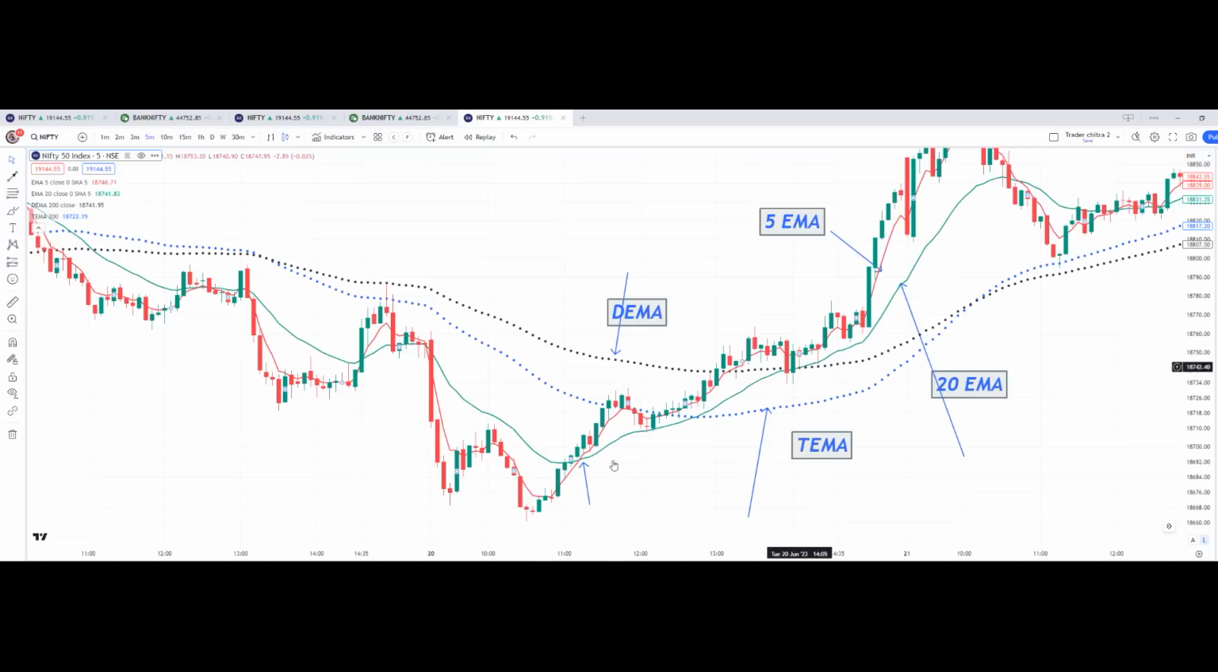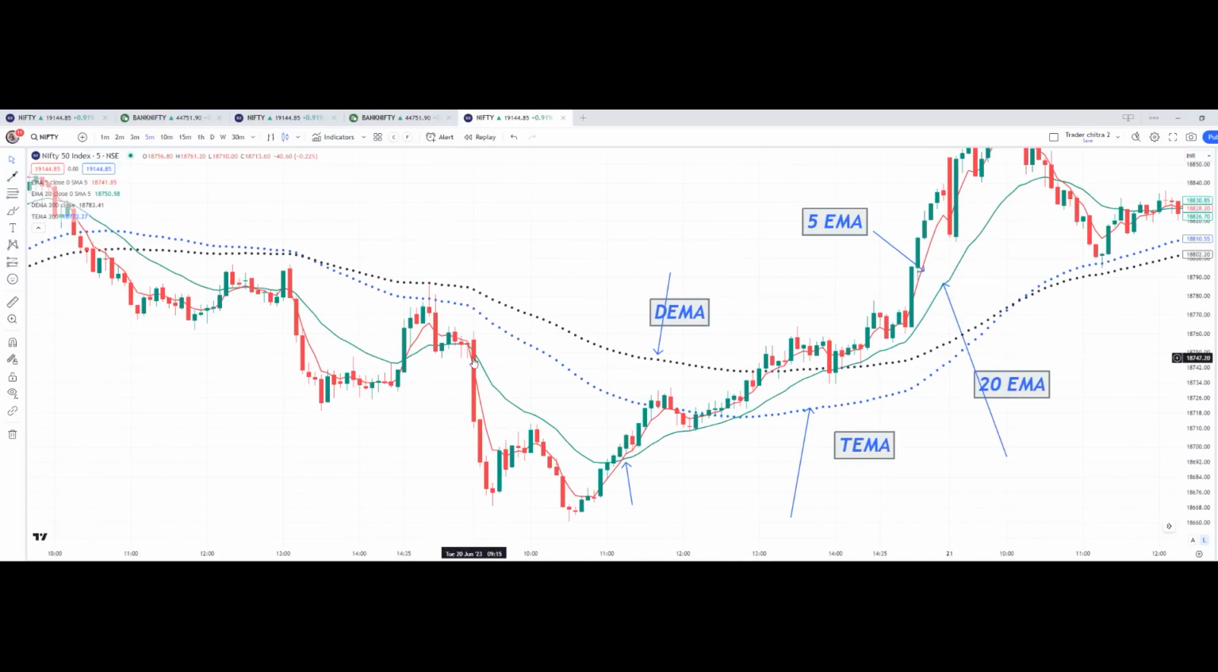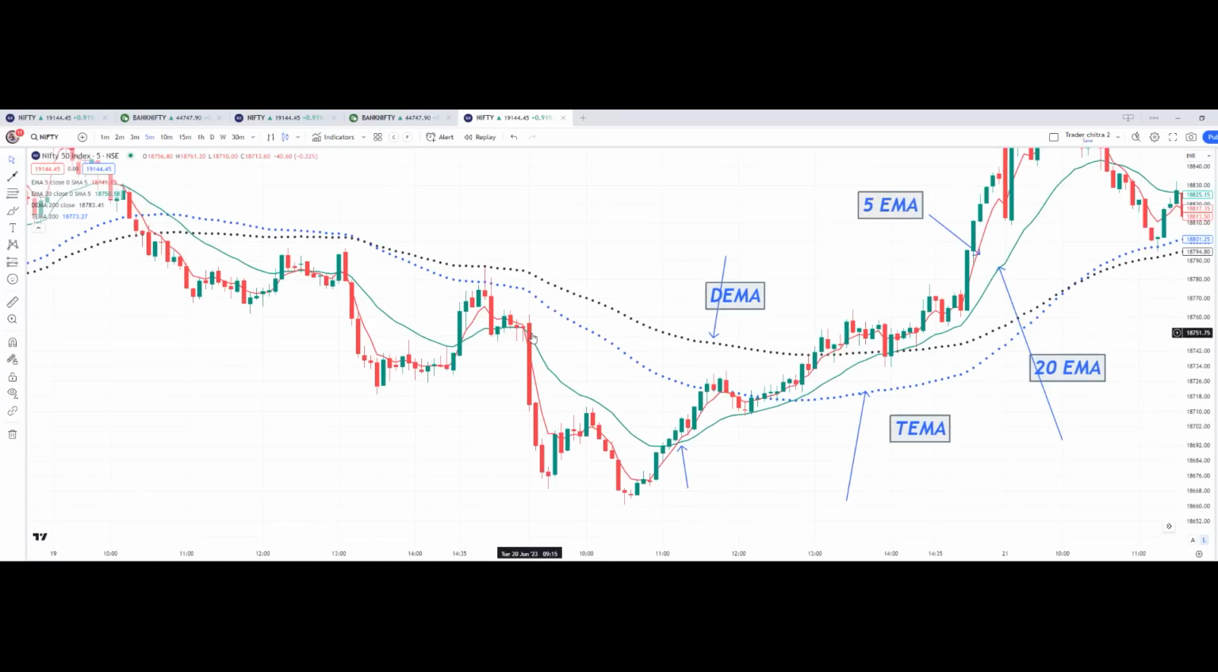You can see here, we got the bullish crossover. This is the bearish cross. This is a 9:15 candle, that is on 20th June. This is the bearish cross, and also the price is below the DMA and the TMA. And here we can enter into the PE trade, that is the short trade. Here we can look for a short opportunity in the Nifty.